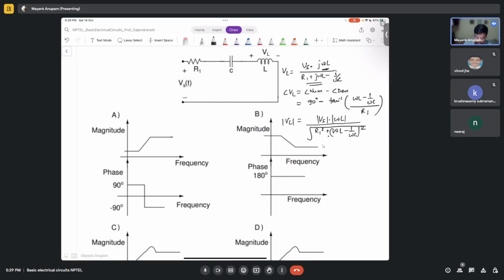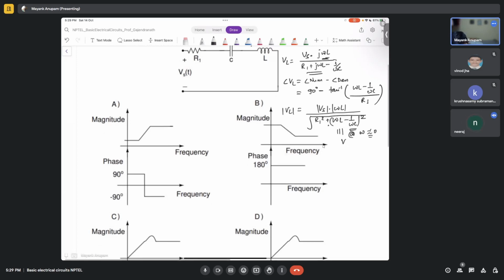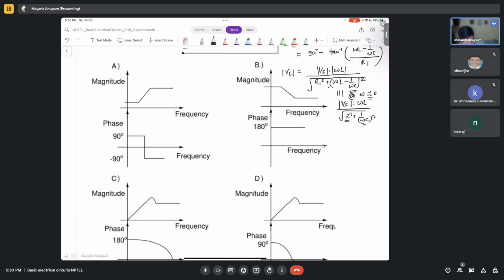At very low frequencies, when omega is very, very low, 1 over omega C will be very large, right? So in that case, omega L can be neglected with respect to 1 over omega C. At omega very close to zero, this becomes Vs into omega L divided by the square root of R square plus 1 over omega C, whole square. And if omega is very low, 1 over omega C square might be much greater than R square also, so you can neglect that. So this will ultimately become proportional to omega square LC, right?